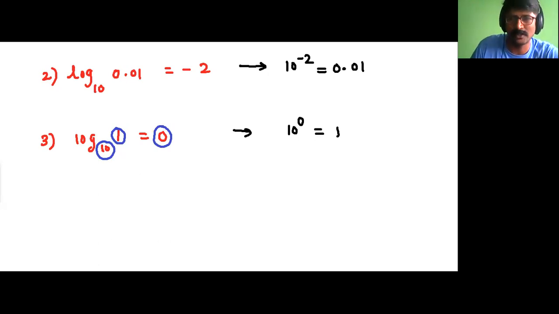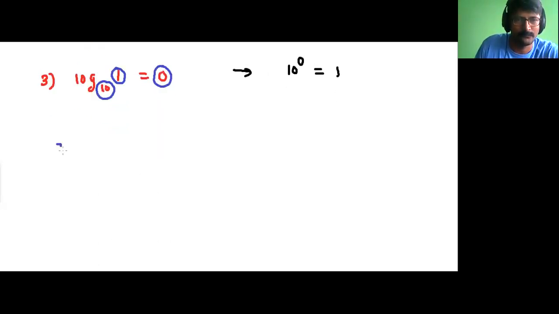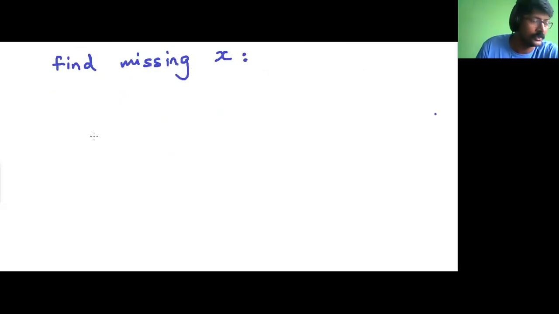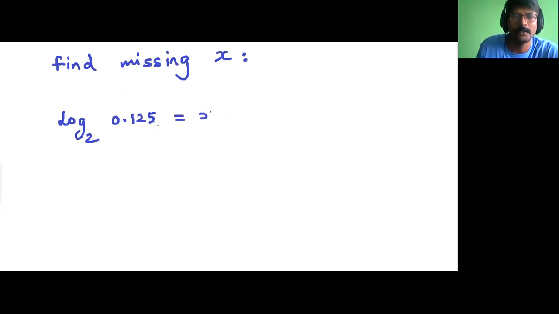Okay, so the question says find the missing x. Now, how to do this? Okay, let's read this third type of question. Say log of 0.125 to the base 2 is equal to x. You understood? Now, what is supposed to find the value? How are you going to do this? Simple. 2 power x is equal to 0.125. Convert this log statement into indices statement. Log to indices, okay? Now it's very simple.